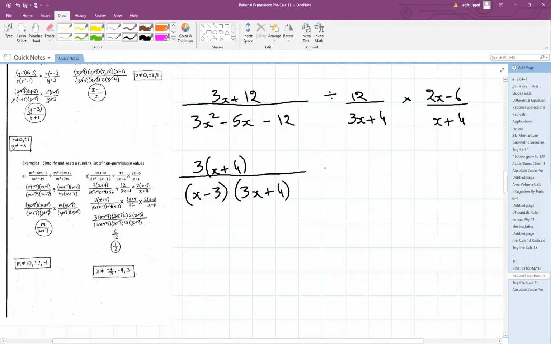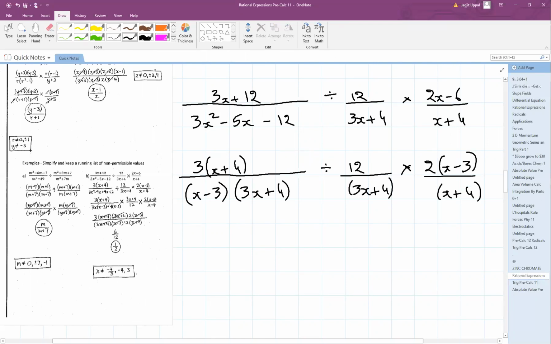We're going to keep it as divided for now. And we get 12 over 3x plus 4. Factor the 2 out of this one. You get 2 times x minus 3, and this x plus 4.